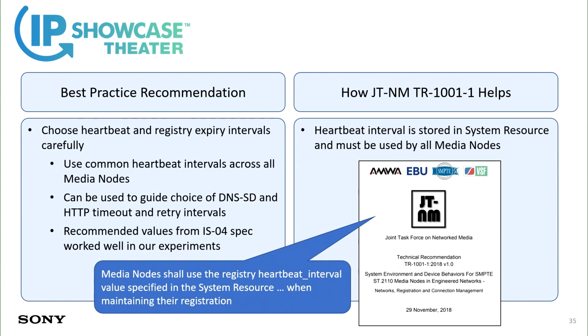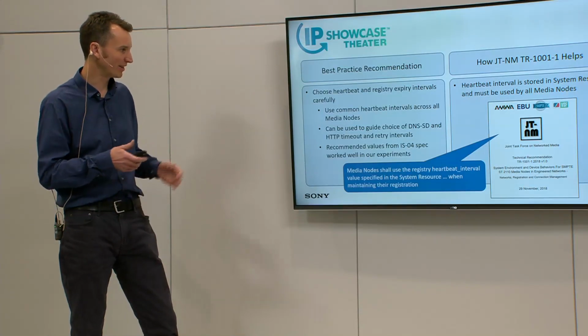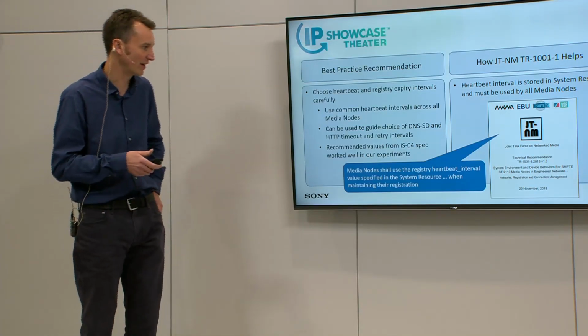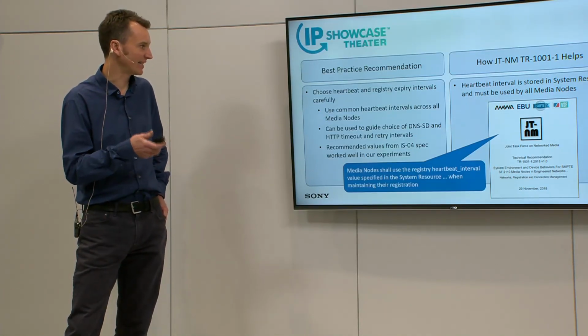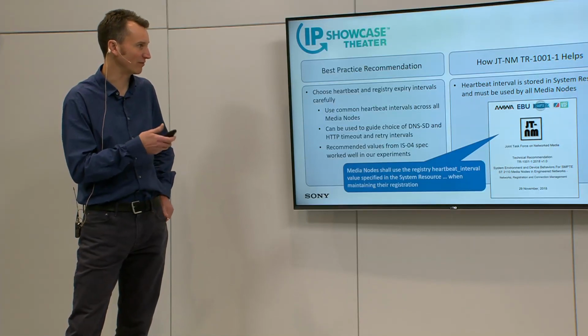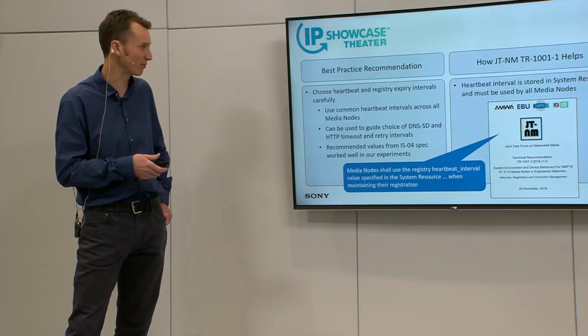The third recommendation I'm going to highlight is that we choose our heartbeat and registry expiry intervals carefully. So you saw earlier the kind of fault tolerance to pulling the virtual plug on the network for a few seconds. We found that the recommended values from the IS-04 spec of 5 seconds for heartbeat interval and 12 seconds for registry expiry interval actually work very well, and we couldn't get better performance by varying those. But that might differ on some different sizes of deployment. So ideally, you'd be able to specify your heartbeat and registration expiry intervals and make them configurable.